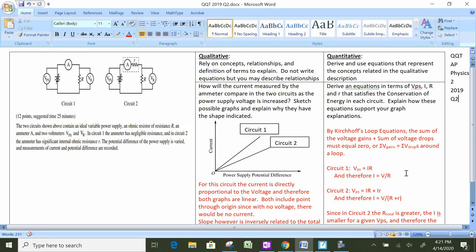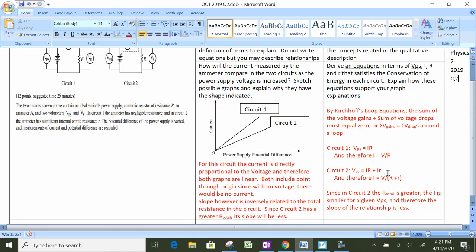We're going to do the exact same thing in circuit 2, but of course now we're going to say the voltage gain across the power supply equals I times the internal resistance, little r, plus I times big R, the external circuit when we come back. So we have a similar equation, but now it's adjusted for the fact we have an internal resistance, and therefore I equals V over the sum of the resistors. And then now we're going to support our graph from before. We're going to say since circuit 2's R total is greater, the I, or the current, is smaller for a given voltage, and therefore the slope of the relationship is less. So for any given voltage value, the value of the I in circuit 2 will be less.